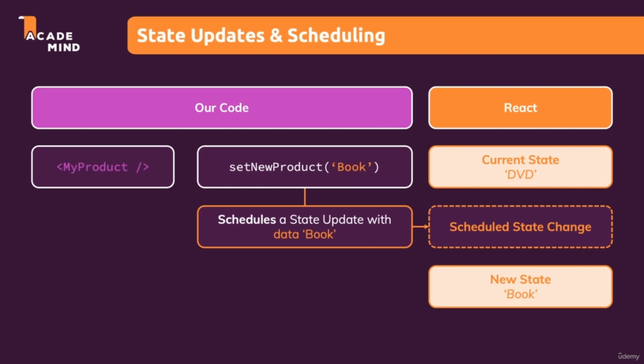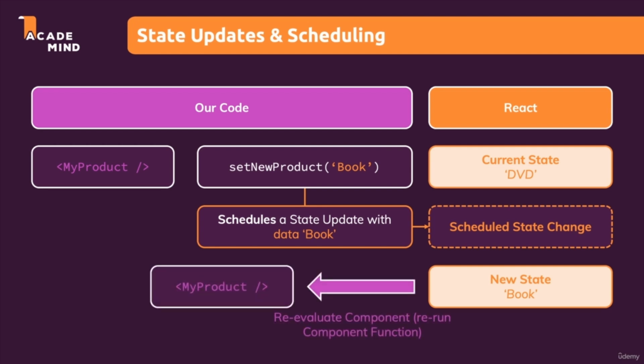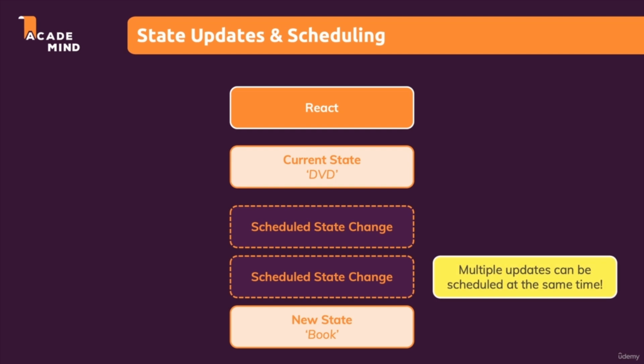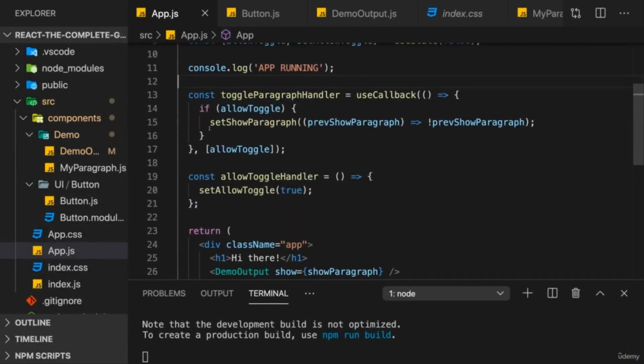And once that new state is active, once that state change was processed, React will reevaluate the component, it will rerun the component function. Now, because of that scheduling, where of course you might have multiple outstanding scheduled state changes at the same time, because multiple updates can be scheduled at the same time, it is recommended that you use this function form for updating your state if you depend on the previous state snapshot. In a lot of cases, this will probably not matter because it's processed so quickly that you can't even click fast enough to see a delay.